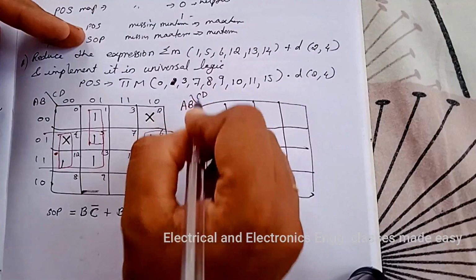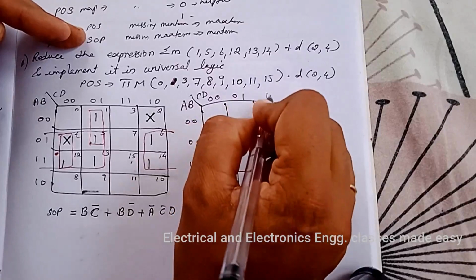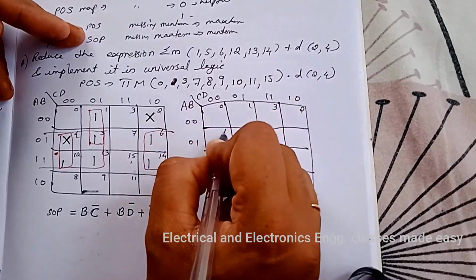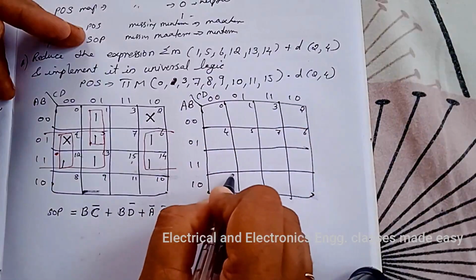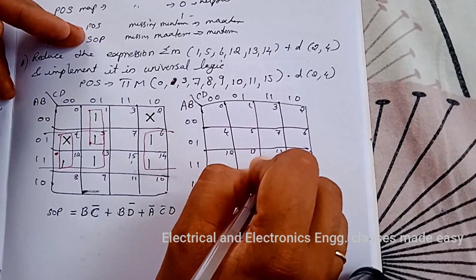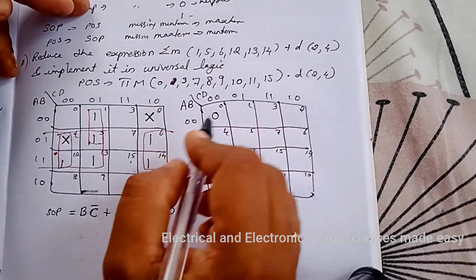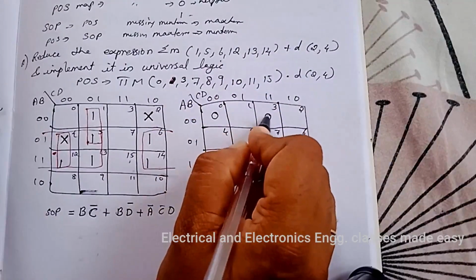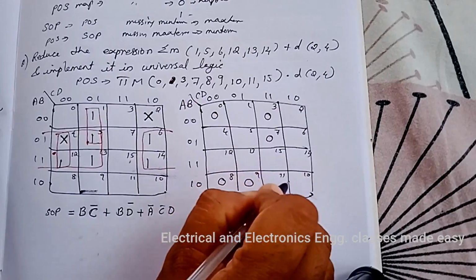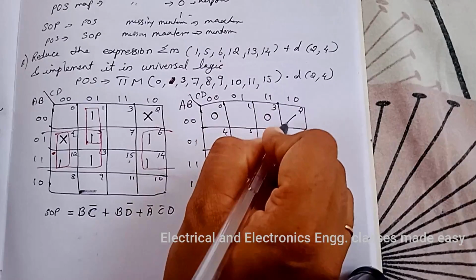Variables are A, B, C, D, with the K map values 0, 0, 0, 1, 1, 1, 1, 0, 0, 0, 0, 1, 1, 1, 1, 0. The max terms are 0 through 15. The max terms present are 0, 3, 7, 8, 9, 10, 11 and 15. And the don't cares are 2 and 4.